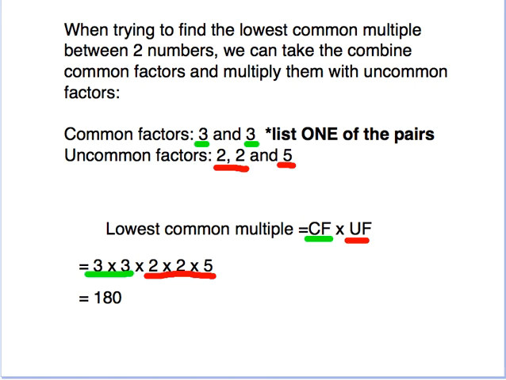So this has been a review of how to get your lowest common multiples, as well as using prime factors to do so.